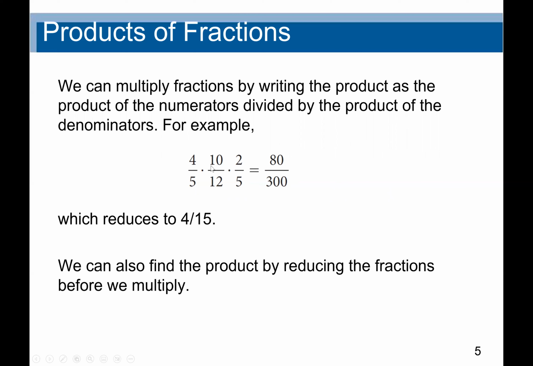Or here, 4 times 10 times 2 will give us 80. Then 5 times 12 times 5 will give us 300. Then we can also reduce it. Here we can cancel the 0 out. We get 8 divided by 30. Now 8 divided by 30, 2 can go into 8 is 4, 2 can go into 30 is 15. So we can always find the product of all the fractions, then reduce the fractions to the lowest terms.